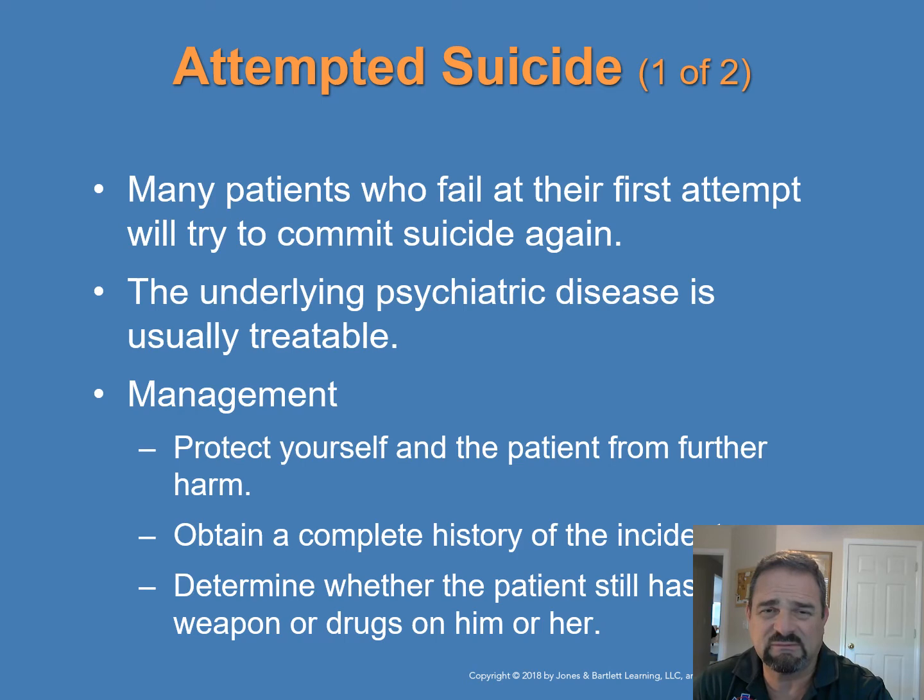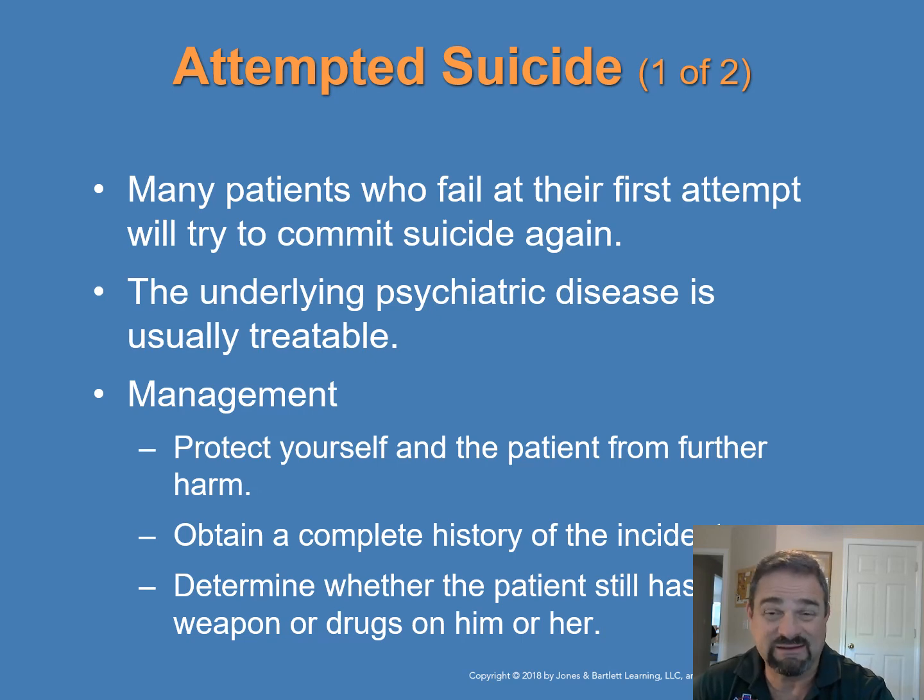Most people who attempt suicide have serious psychiatric illnesses such as depression or alcohol or substance abuse. The patient may be under the influence of drugs or alcohol at the time that they attempt suicide. The underlying psychiatric disease is usually treatable, and with proper treatment, the patient will no longer be suicidal. Management of an attempted suicide consists of the following steps. Number one is always protect yourself and the patient as much as you can from further harm.